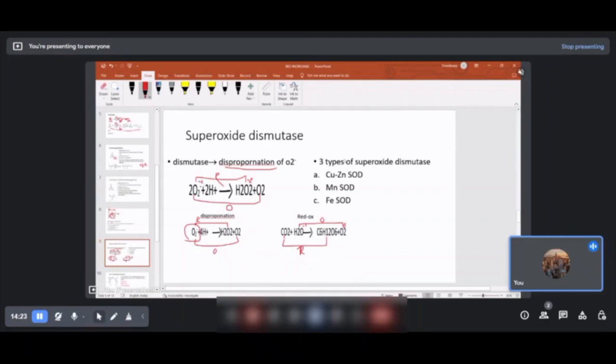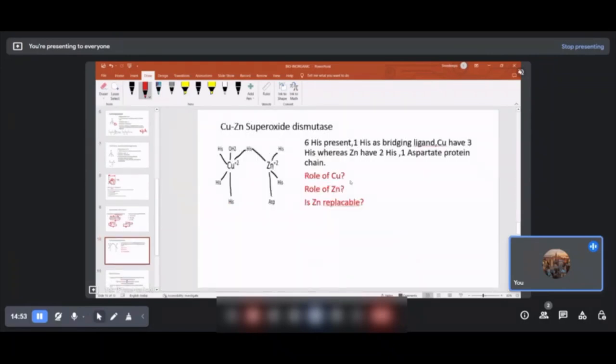So there are three types of superoxide dismutase: copper zinc superoxide dismutase, where SOD is nothing but superoxide dismutase, manganese superoxide dismutase and iron superoxide dismutase. The copper and zinc superoxide dismutase is present in the eukaryotes, and the Mn and Fe superoxide dismutases are present in prokaryotes such as bacteria. So let's move on to our last slide of this segment. We are going to discuss copper and zinc superoxide dismutase.